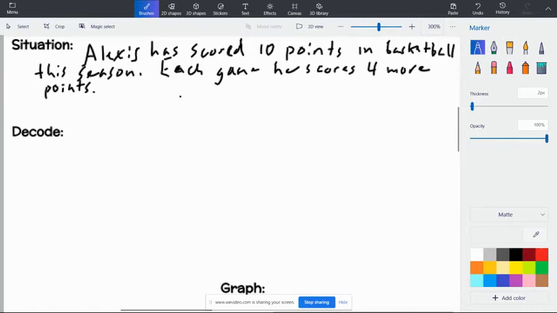All right, so here's an example written out. It says Alexis has scored 10 points in basketball this season. Each game he scores 4 more points. So that's the situation. Go ahead and write that out. Pause the video, write that out. Once you're done writing it out, we'll go ahead and decode it. When we're decoding it, remember the first thing we're looking at is our input, which is our x value. Okay, our input is what we're starting with. It's going to be the number of games.